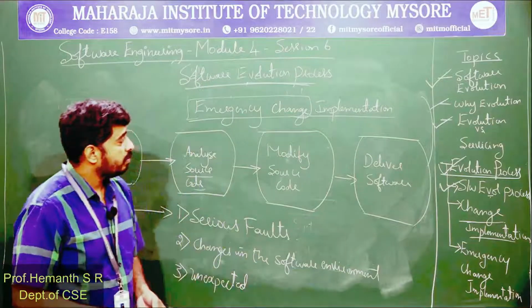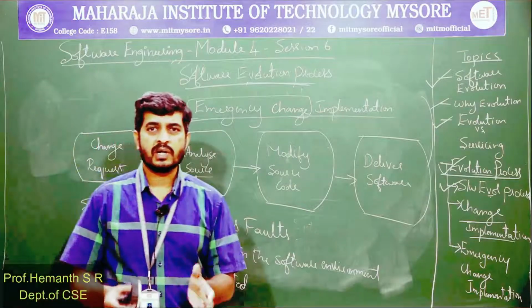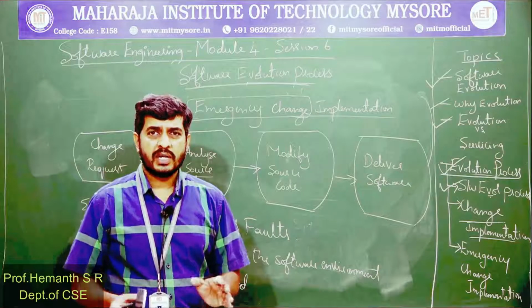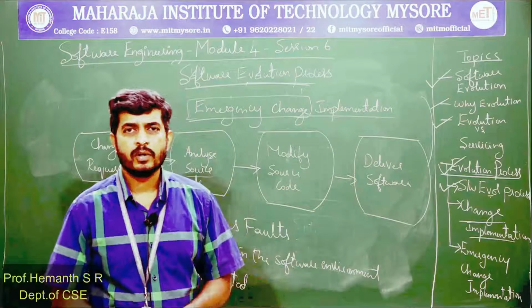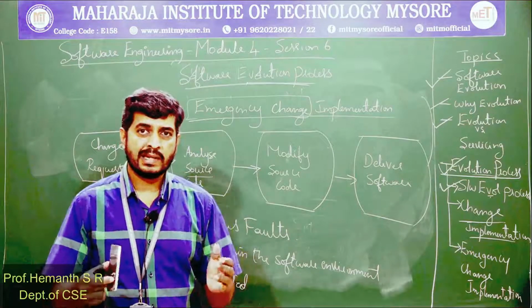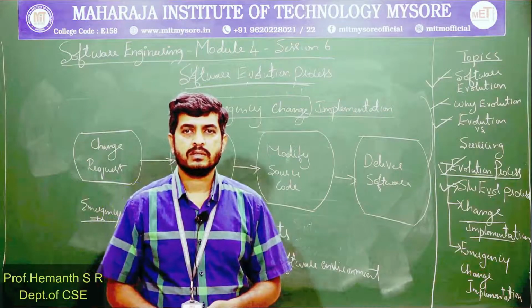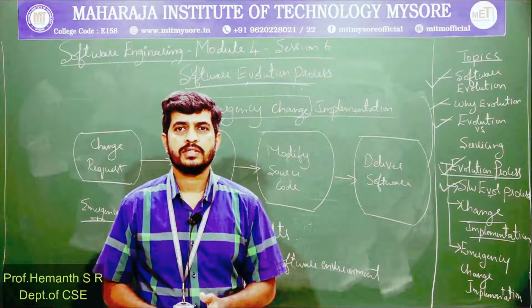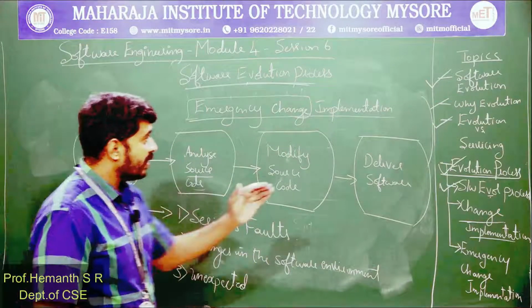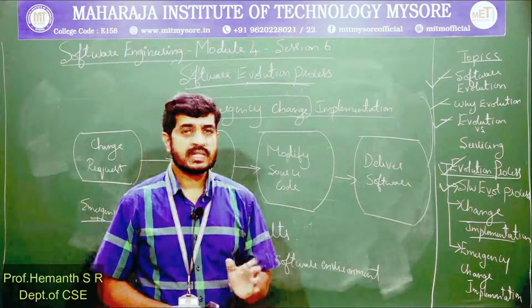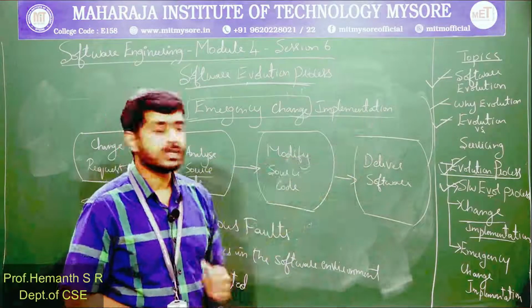So this was software evolution, where we understood that once a product is given to the client, it is not like the product will remain the same for a period of time, or till the last date when the client is using the software. So change is constant, change should happen, change will happen. We understood the various reasons that may result in evolution of the software. We understood that in the section why evolution.